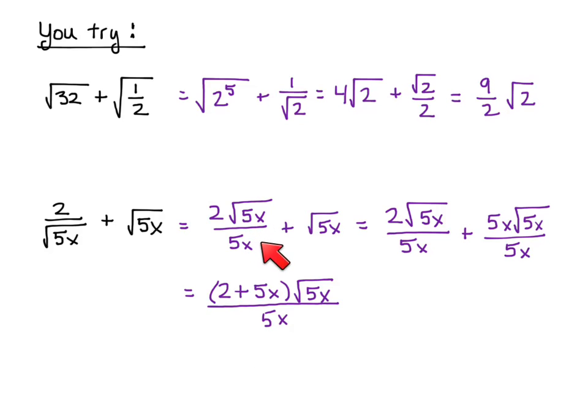Did that go too fast? So step by step, first rationalize this, and then to add these two together, we make a common denominator by multiplying the second one by 5x over 5x. And then we can add the 5x to the 2, and we have 2 plus 5x times the square root of 5x.